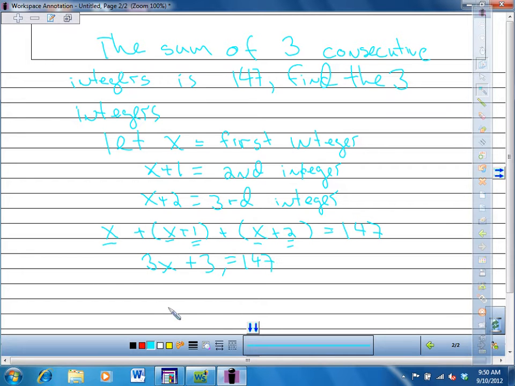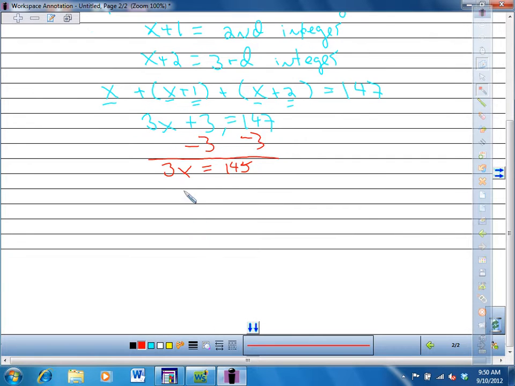Now I'm going to solve. What do I do to both sides? Subtract 3. That's easy, right? So I'm going to go minus 3, minus 3. And I get 3x equals 147 minus 3 is 145. Then what? Not multiply. Divide by 3. Very nice. Okay? Divide by 3, divide by 3.